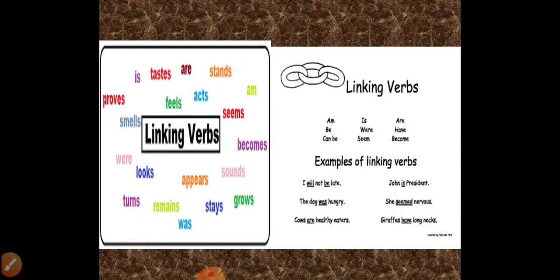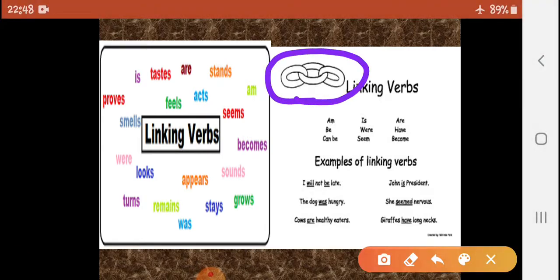Now, the very first thing you should see is the linking verb. See what I have drawn here? This is a kind of link. The name itself tells us that a linking verb creates a link between two things. As I have always told you, verb is the soul of a sentence. Without a verb, a sentence cannot stand. It needs a verb, whether it is a linking verb, a helping verb, or a main verb, but it needs something.